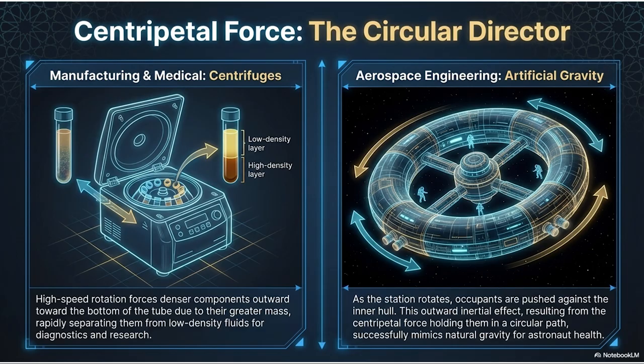The notes phrase it perfectly. The force of the spin weaponizes density. The heavy red blood cells are shoved violently to the very bottom of the tube, and the lighter plasma rests perfectly clear on top. You separate fluids using nothing but a circle and speed. It is incredibly efficient. But then our research zooms way, way out, from a tiny vial of blood to the total vacuum of space.